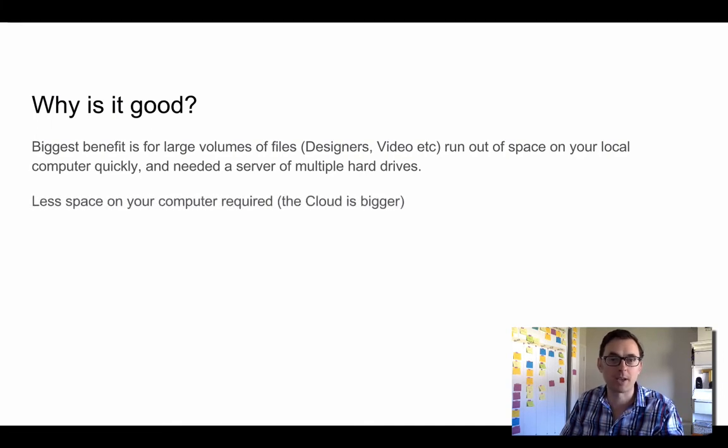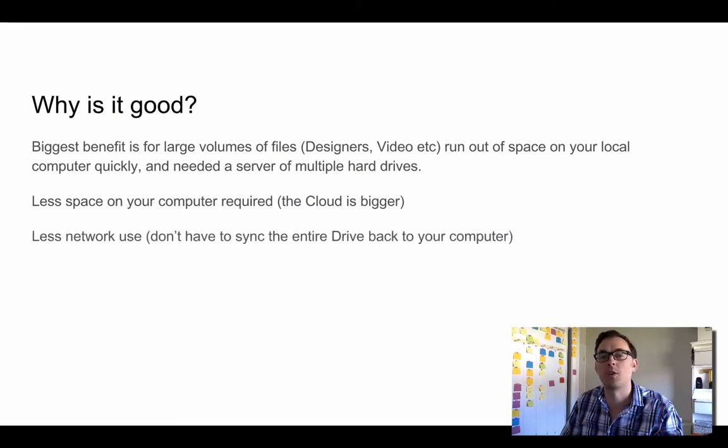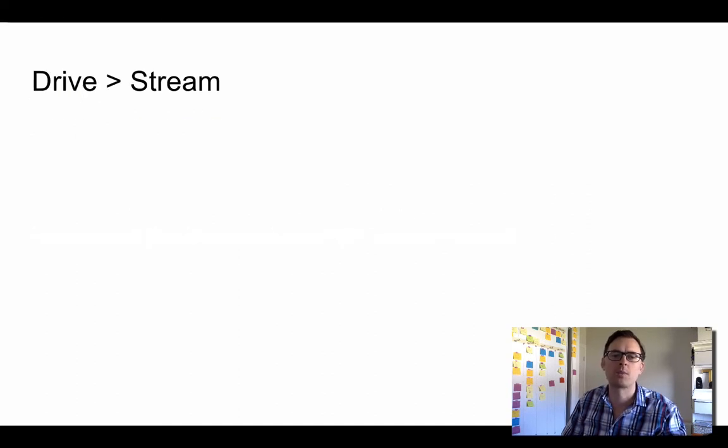So there's less space used on your computer, and that's because the cloud is bigger. It also means there's not as much network use, as we've already spoken about. That means we're not transferring the entire file, we're just transferring a representation of that file. So what are the changes here?